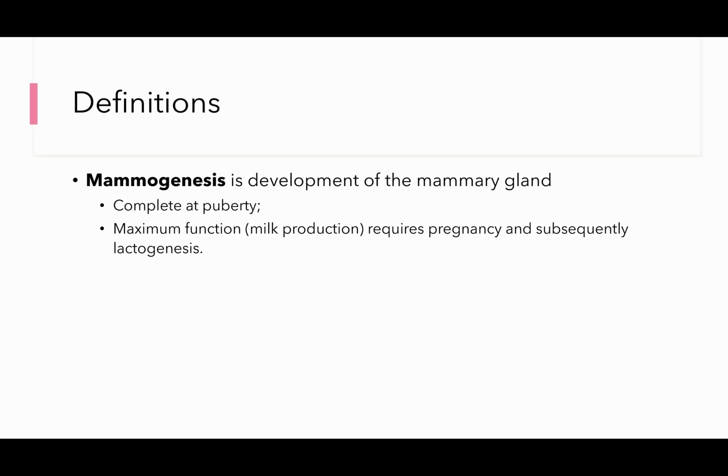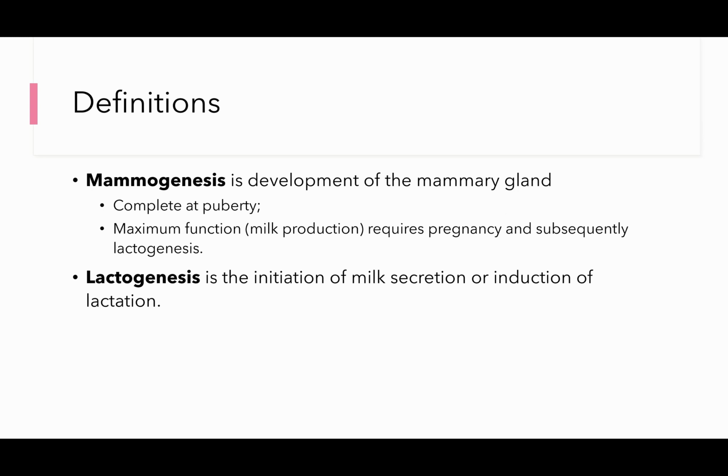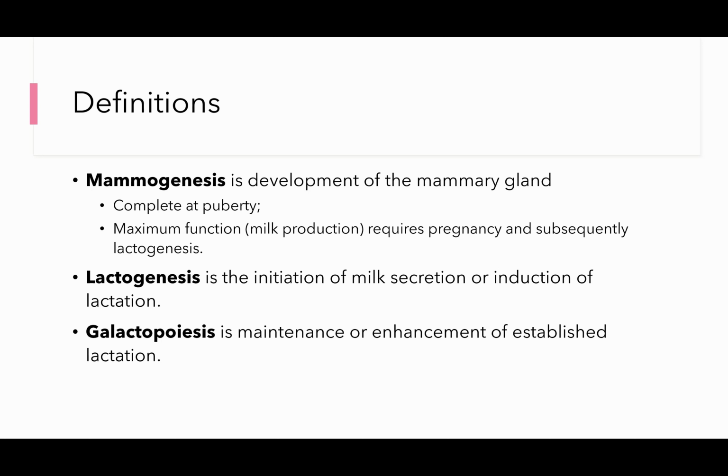Now, there are some definitions associated with lactation. The first one I'm going to introduce is mammogenesis, which is simply the development of the mammary gland. This becomes complete at puberty, but it will not function to its maximum capacity until pregnancy and subsequently lactogenesis occurs. Lactogenesis is the initiation of milk secretion or the induction of lactation. Another term we can refer to as galactopoiesis is just the maintenance or enhancement of established lactation.